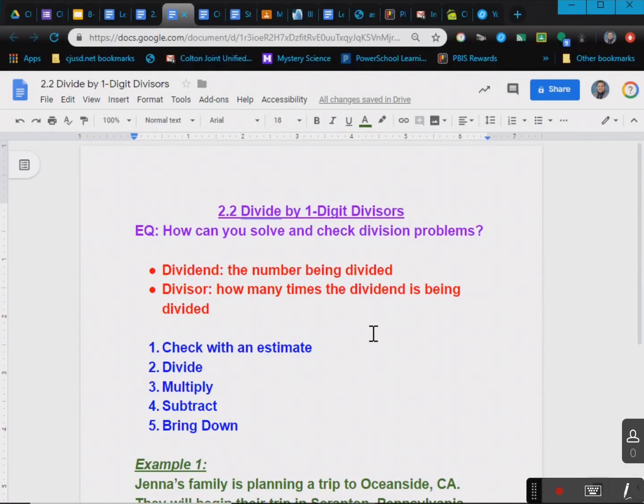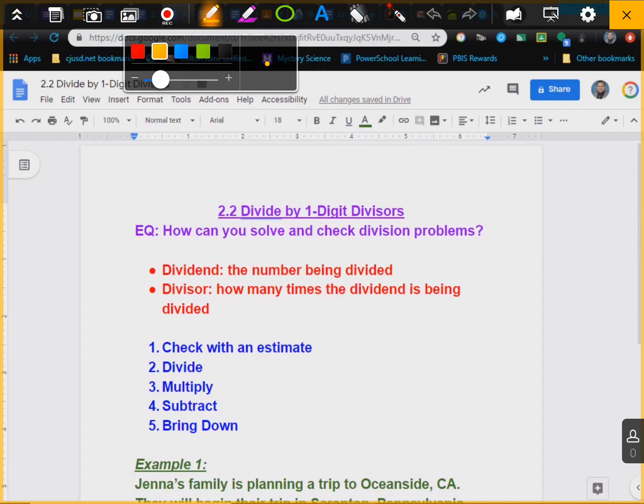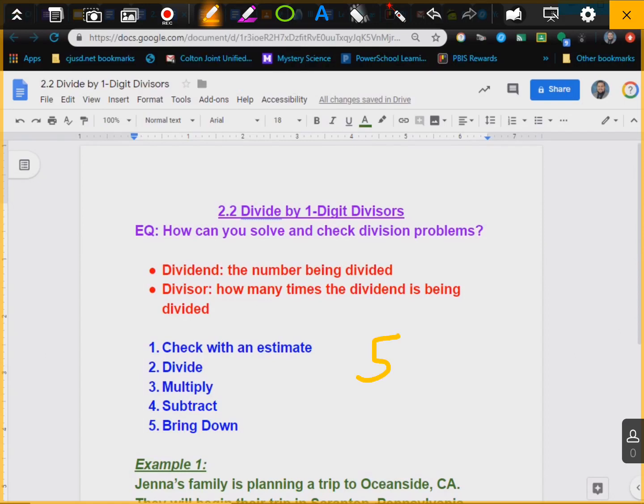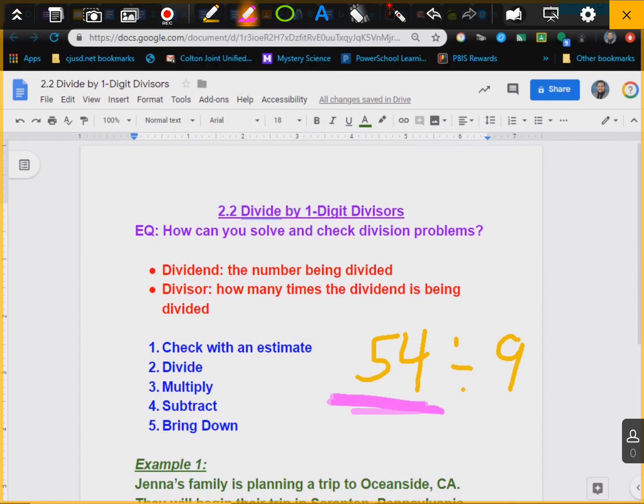The first is dividend. Now that's the number that's being divided. Then you have the divisor, and you need to make sure you write these down. The divisor is how many times the dividend is being divided. So like if I have 54 divided by 9, my dividend is 54. That's what's being divided, and it's being divided 9 times. So that's my divisor. Okay?